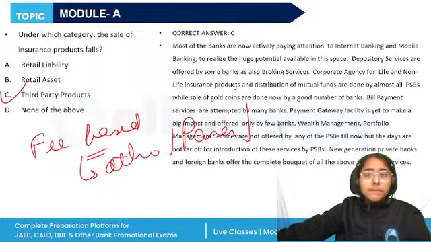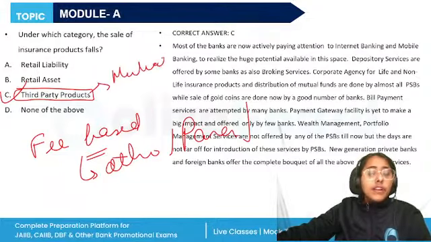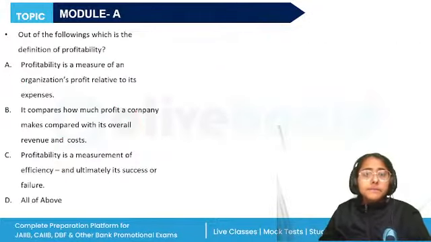Third party products. For example, depository services, corporate agency for the life and non-life insurance, bill payment services, payment gateway facility, wealth management, portfolio management, all of these services come under the third party products. So the banks are also involved in the mutual fund and insurance products. Okay, so the correct answer will be option C.